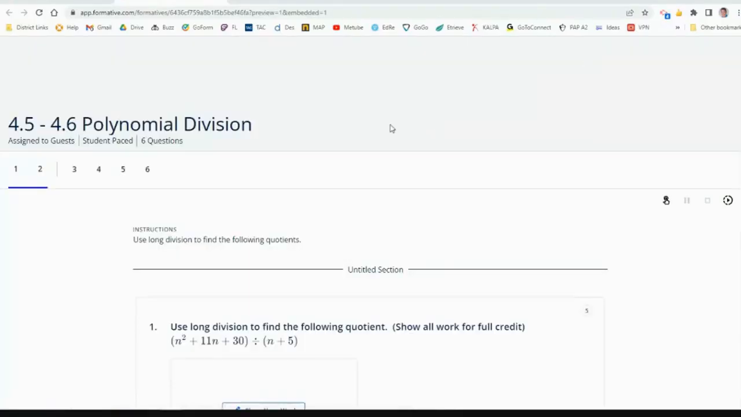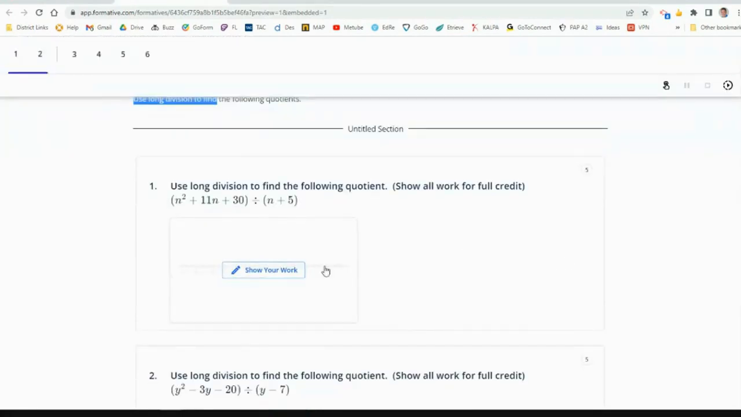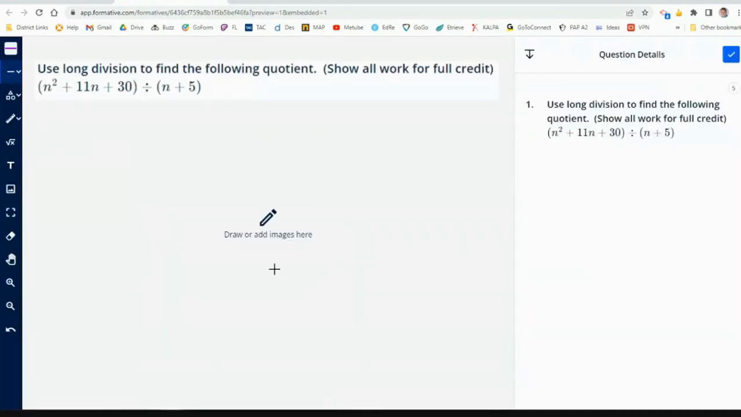So, all right, let me show you your assignment then. We'll go over here. Look, 6 problems. The first 2 problems are long division. Make sure you know how to do long division. These are all show your work. So when you click on that, use long division to find the following quotient. You're dividing n squared plus 11n plus 30 divided by n plus 5. So you need to draw out your little divider symbol, put your n plus 5 out front. I wrote that real sloppy, but anyway, that's what you have on the first one.